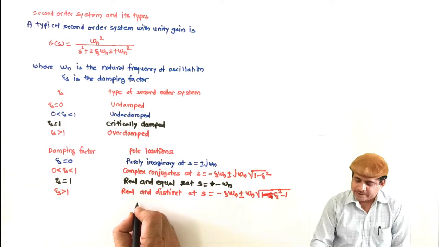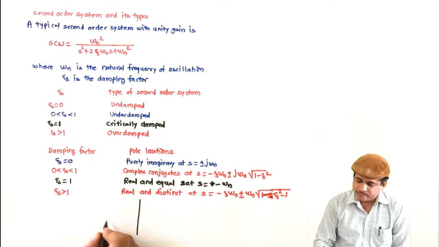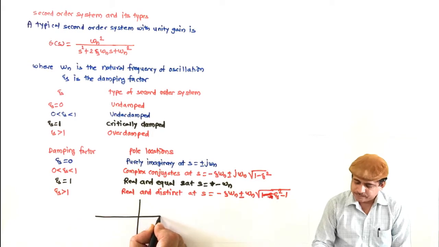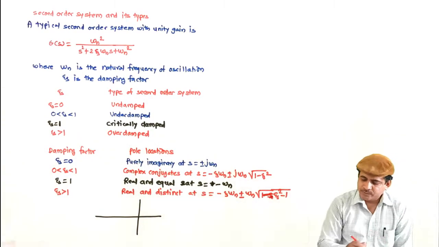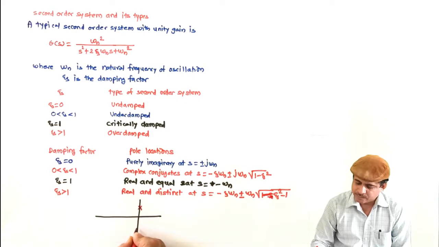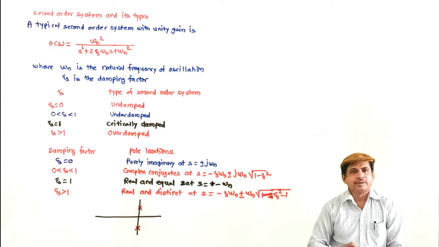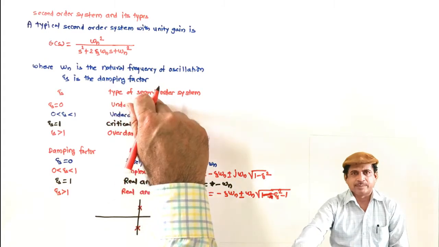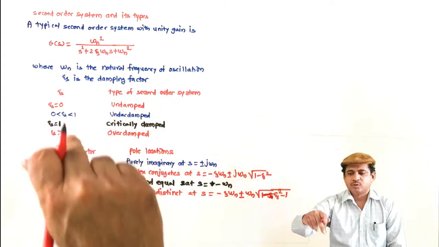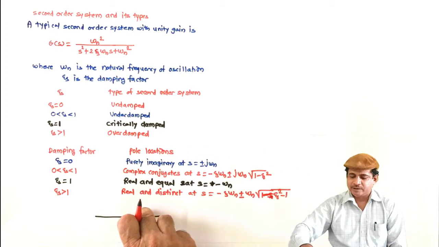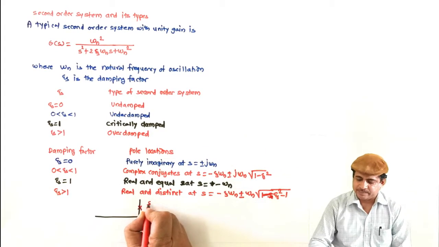So they can be located like, if you have a pole-zero plot, then for zeta equal to 0, the roots will be purely imaginary, the system will be undamped. So for an undamped system, roots are purely imaginary and they are located like this. So this is the S plane.